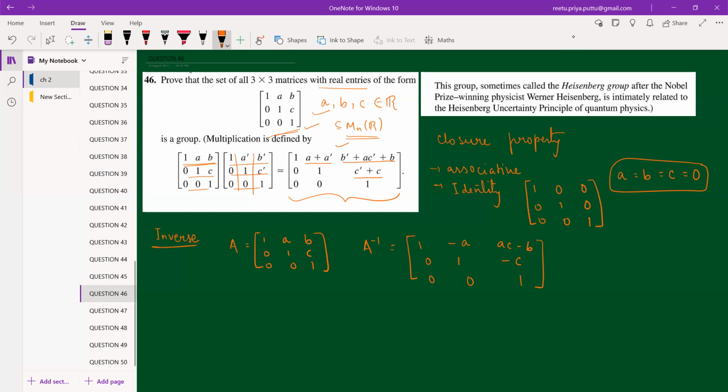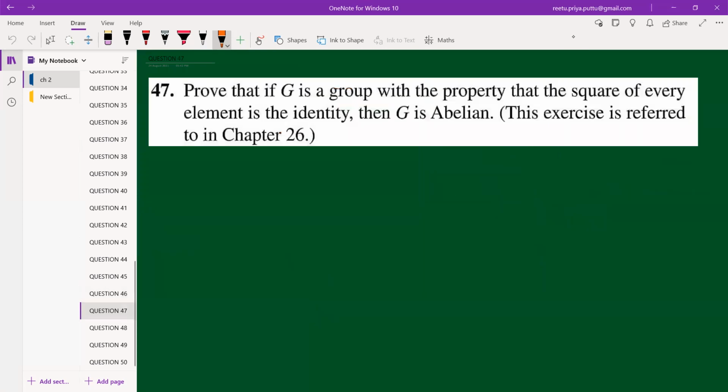Yes, we also find that for every matrix we have a determinant, because these also belong to the real numbers only, and this is the same type of matrix. And hence we can see that the set of matrices which is given forms a group under multiplication. Okay, next we move on to question number 47.